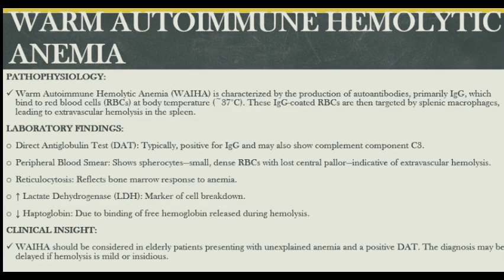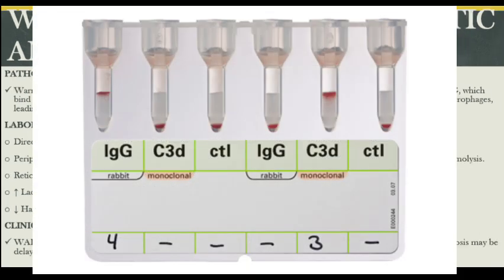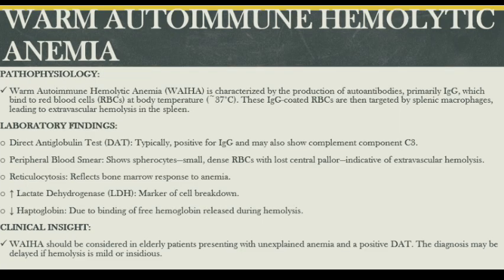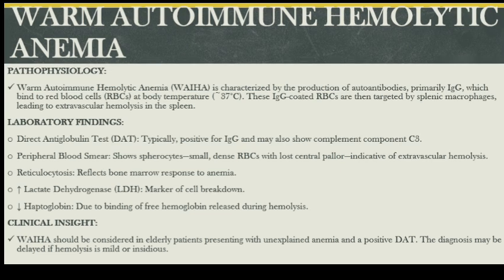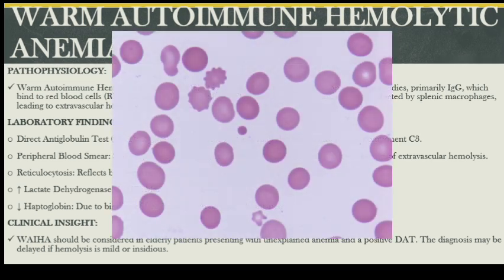Some lab findings, so some tests that can be conducted, and the results. The direct antiglobulin test is typically positive for IgG, and may also show complement component C3. Next we have the peripheral blood smear. This shows spherocytes, which are small dense red blood cells with lost central pallor, indicative of extravascular hemolysis.